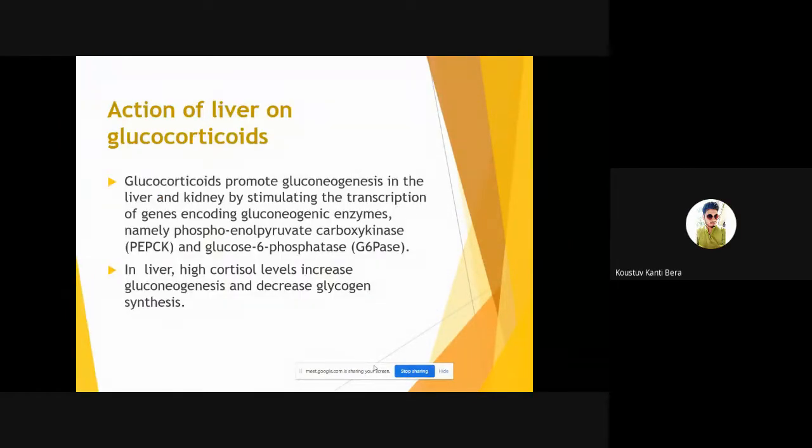Action of glucocorticoids in the liver. Glucocorticoids promote gluconeogenesis in the liver. It has two main functions: increase gluconeogenesis and decrease glucose utilization. It increases gluconeogenesis by synthesis of enzymes involved in conversion of amino acids into glucose. Cortisol also increases the mobilization of amino acids.